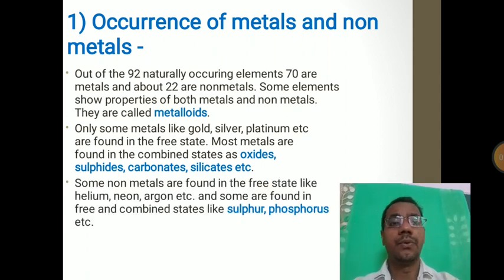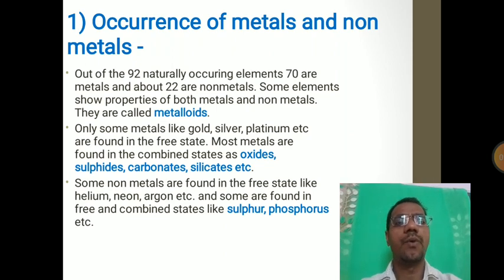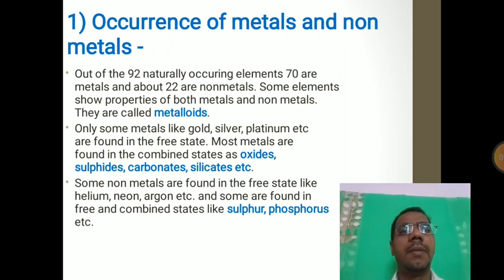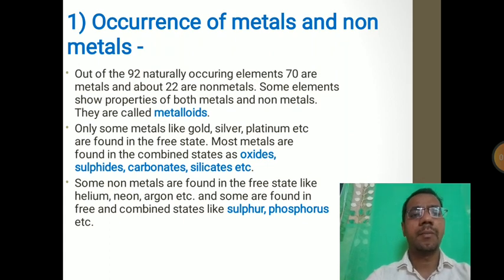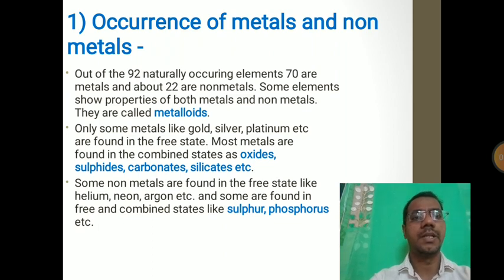Then a few non-metals are present in a free state, like helium, neon, and argon, and a few non-metals are combined with elements like sulfur, phosphorus, and any other, maybe oxygen also. So from this point what you understood is that metals may be present in the free state or in the combined state. Non-metals may also be present in the free state, or they may be present in the combined state. Understood?